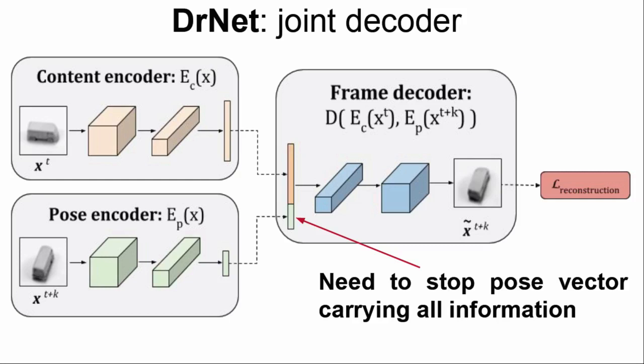So we prevent the pose encoder from carrying all of the information by adding an adversarial loss on the pose feature space. This loss forces as much information as possible into the content representation, in particular, everything that's predictable about the future frame from the past.